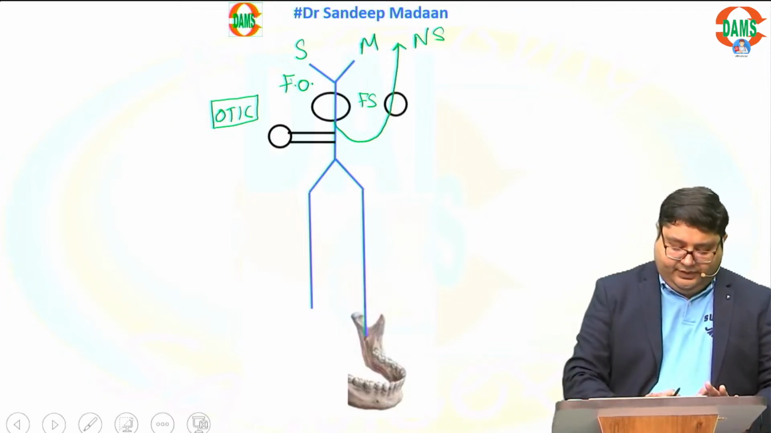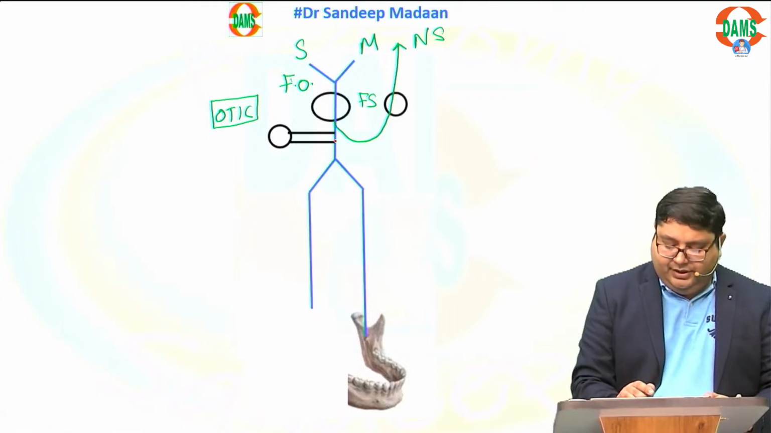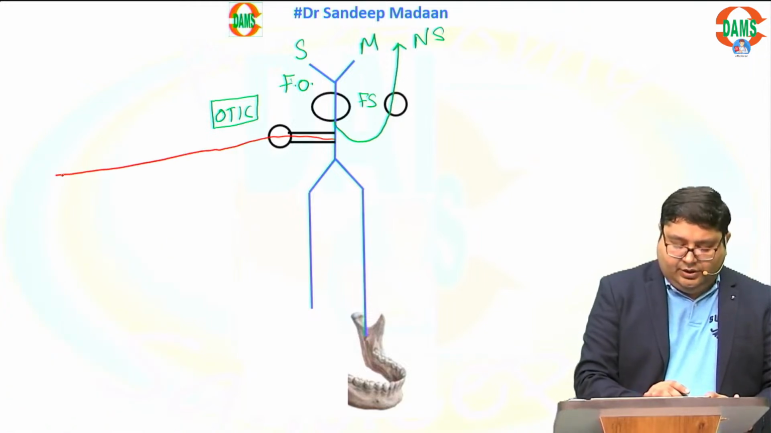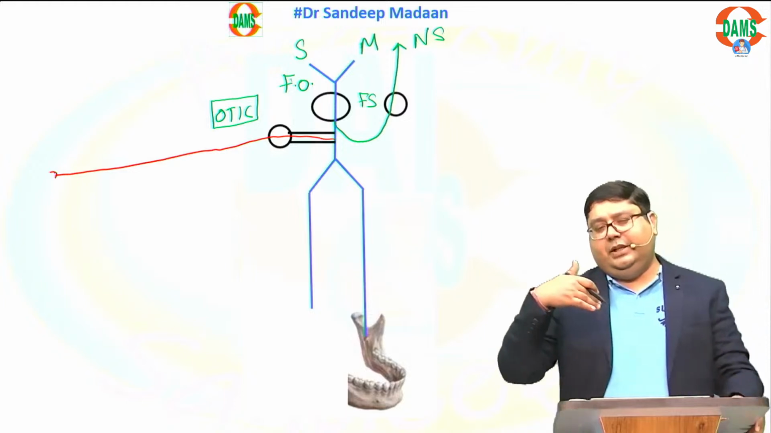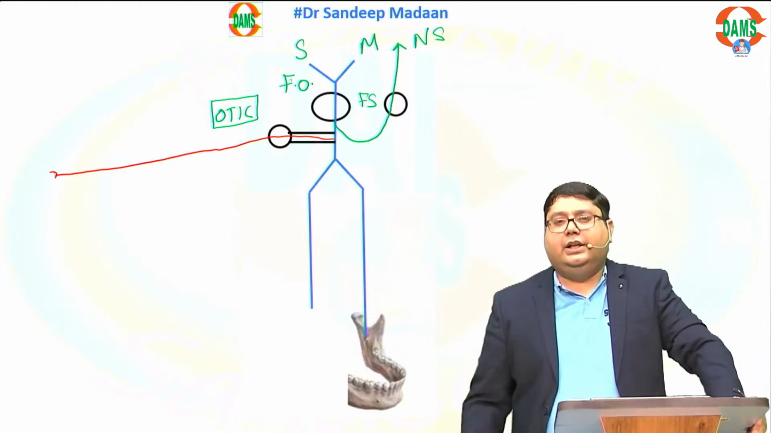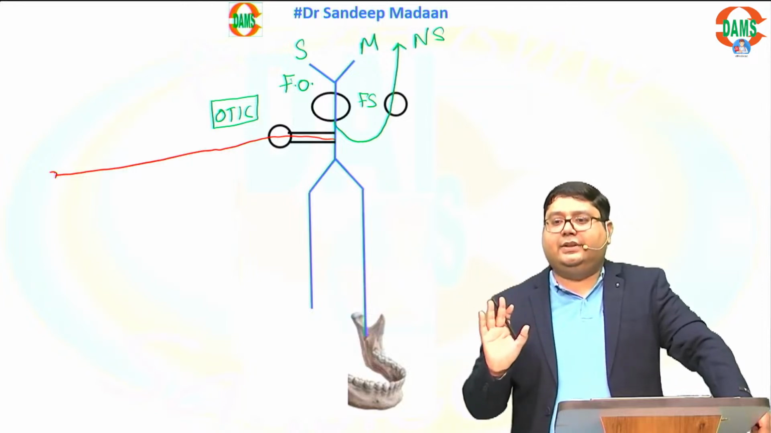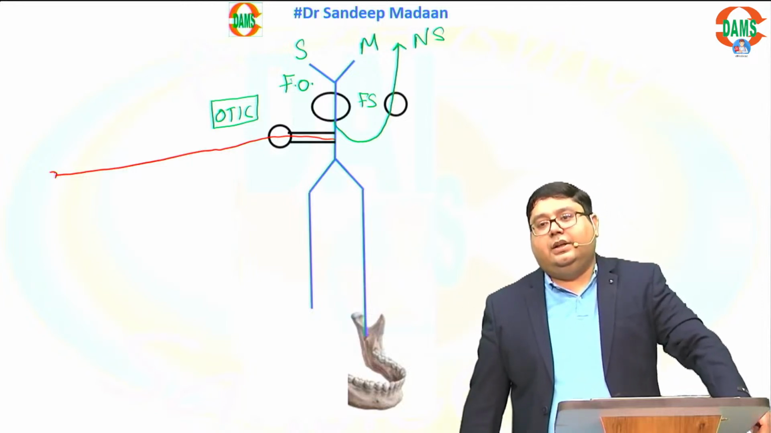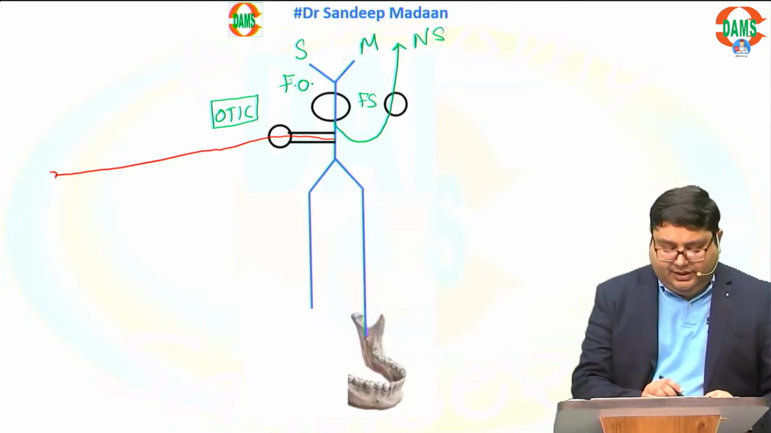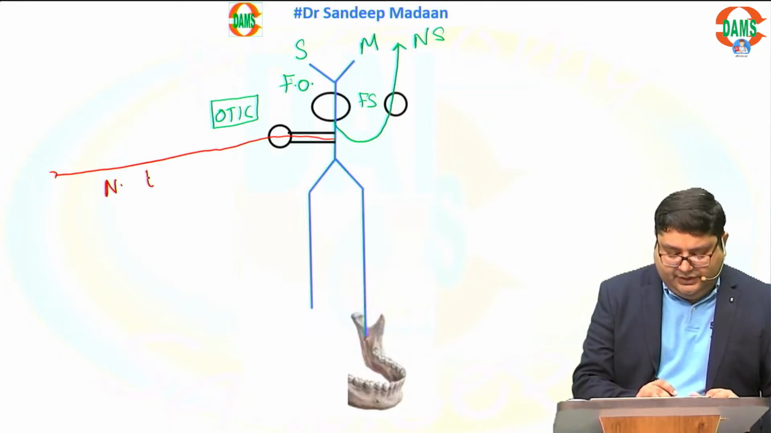Now there is one branch which will be coming out of this otic ganglion, means it passes through the otic ganglion. It is not actually related to it. Functionally, it has nothing to do with that. Okay. So dear friends, what is the name of the nerve? Name of the nerve is nerve to medial pterygoid.